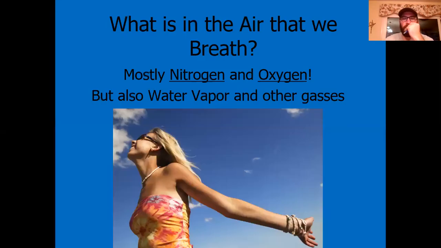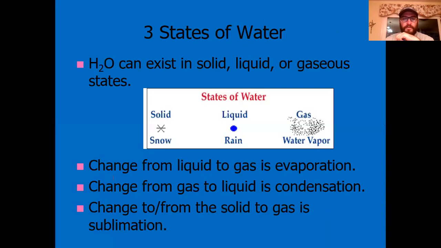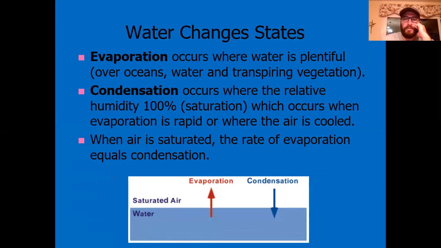Air is mostly nitrogen and oxygen, and then there's a bunch of smaller gases and water vapor in there as well. There's 3 states of water: solid, liquid, or gas. Change from liquid to gas is evaporation, gas to liquid is condensation, and solid to gas is sublimation. Evaporation occurs where water is plentiful, mostly think of rivers, oceans, creeks, ponds. The water heats up and it evaporates into a gaseous state.